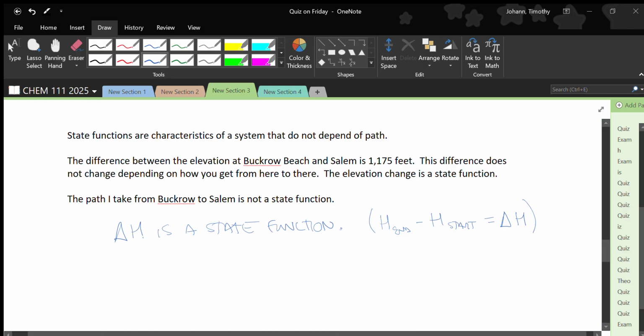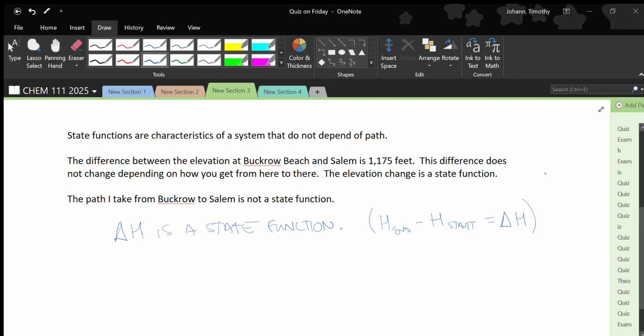Okay, that's a state function. And so what that means is that it doesn't matter how I get from one place to another, that's going to be the same. And so this unlocks something really powerful.